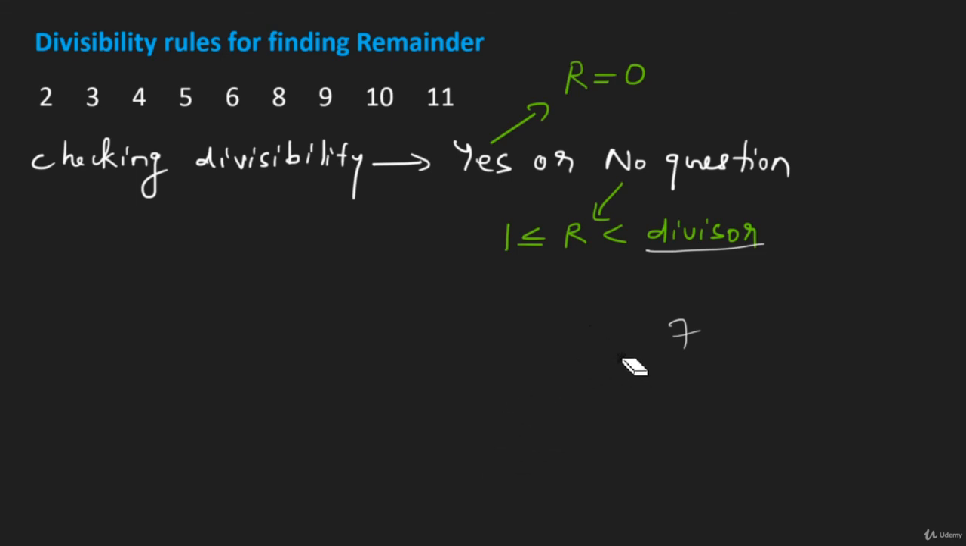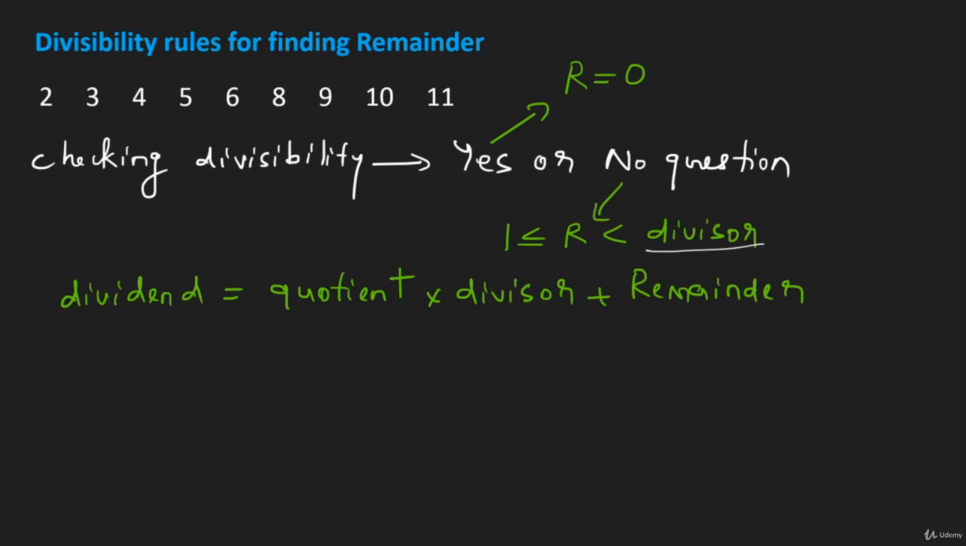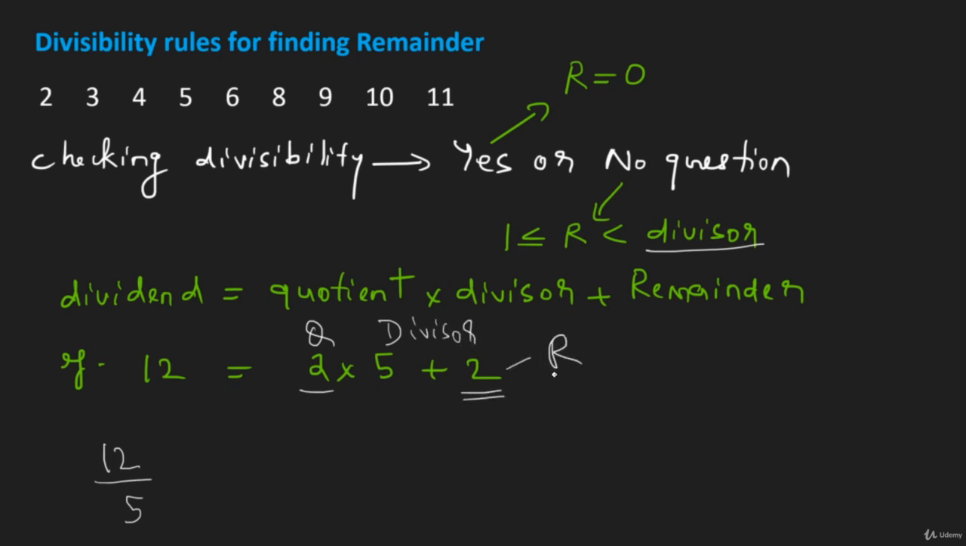Alright, so now what do I mean when we say that we are getting a remainder? It means that the dividend is equal to the quotient into divisor plus remainder, right? For example, if you are dividing 12 with 5, you get a remainder of 2. So that means when you do 12 divided by 5, your quotient is 2, your divisor is 5, and your remainder is 2. And you can note that 2 is less than your divisor, which is 5.